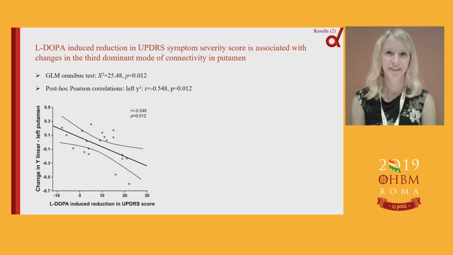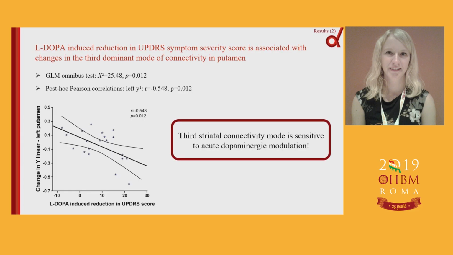This association is shown here, and what it basically indicates is that the larger the reduction in symptoms caused by levodopa, the larger the change in the trisurface coefficients modeling the gradient, so the larger the change in the gradient. So what we've shown here is not only that this gradient is different in patients with Parkinson's disease, but also that it's sensitive to acute dopaminergic modulation.